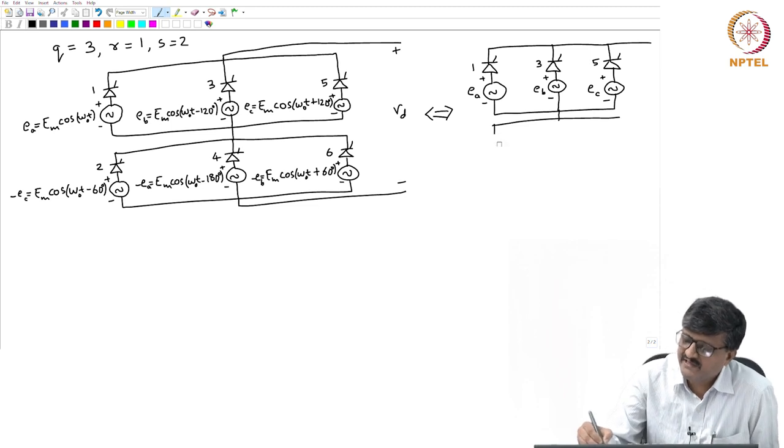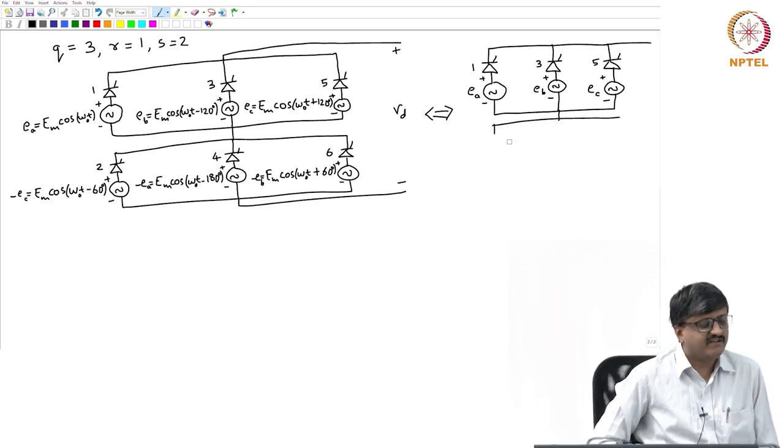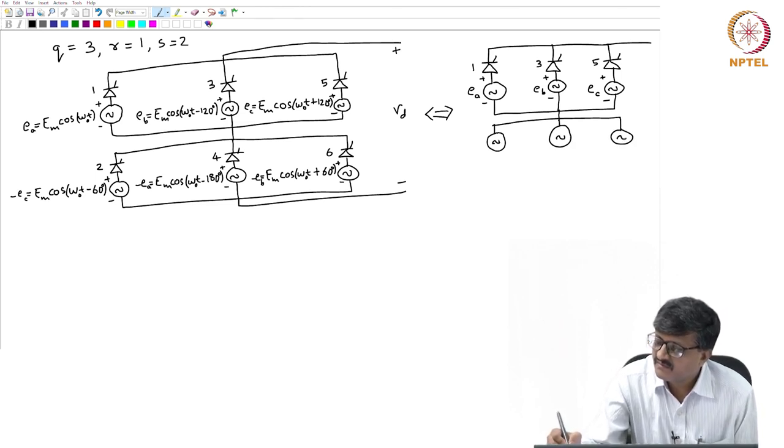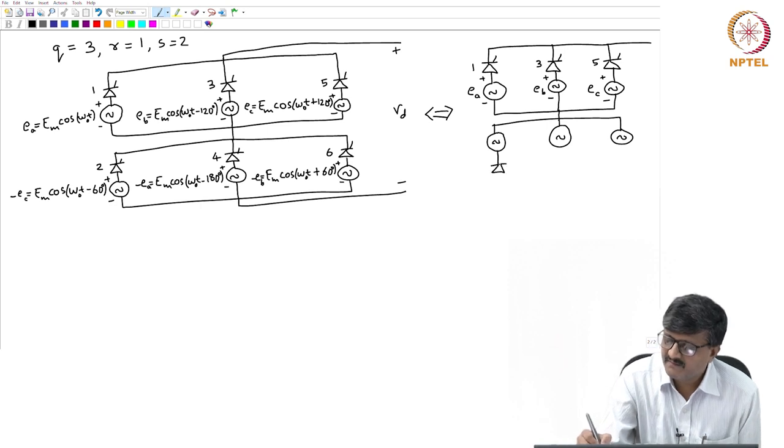What I will do is, I will interchange the positions of the thyristor valve and the voltage source. So, I will first put the voltage source. And then the valve.